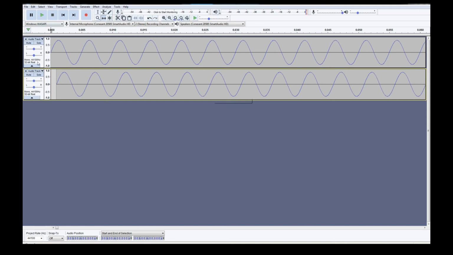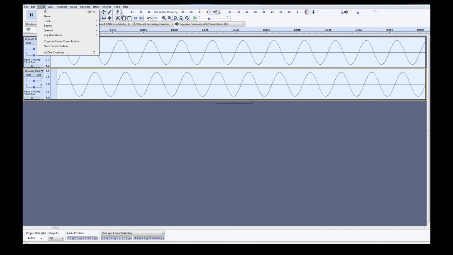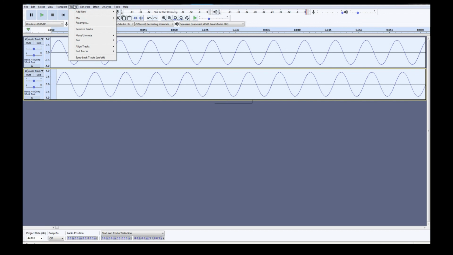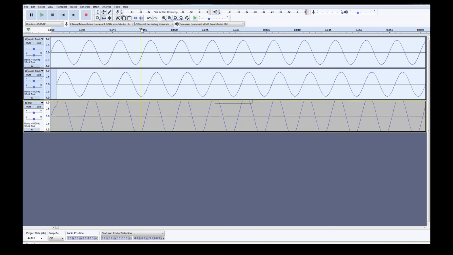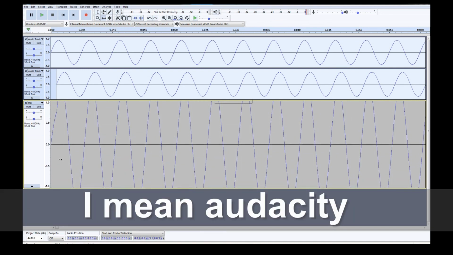Well, let's try something here. Control A. That means select all. See here? Control A. Now that I've selected them all, I'm going to go to Tracks, Mix, and mix and render to new track. This is the result of adding those waves up. Now the problem with Desmos is it's doing volume addition, something that wasn't being done in Desmos. So you see this, but that's the result of the wave being added.